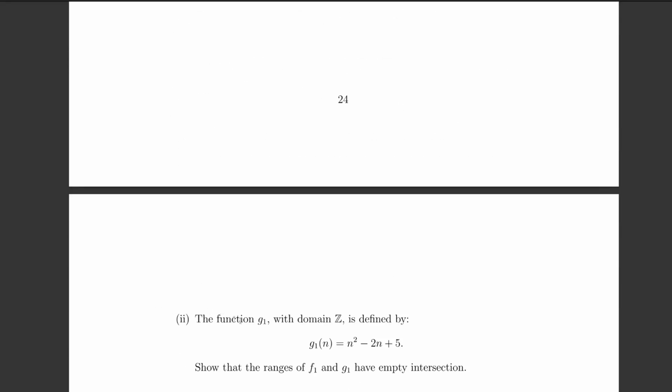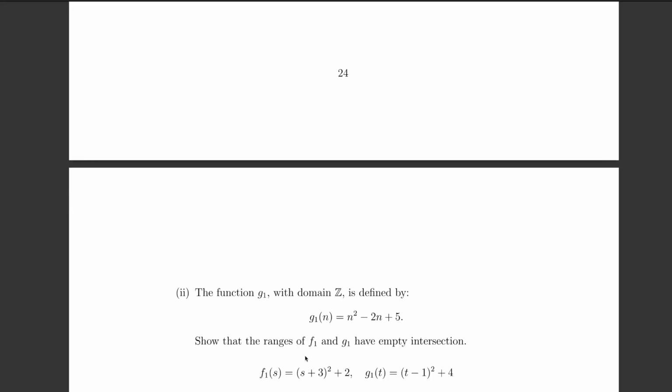So for the second part, they define a new function g1 with the domain of the integers, and it's another quadratic, so the range will also be within the set of integers. And then they want us to show that the ranges of f1 and g1 have empty intersection, which means that they never intersect, essentially. If two ranges have an empty intersection, that means that the two functions can never equal each other, right? So that means that the ranges will never equal each other.